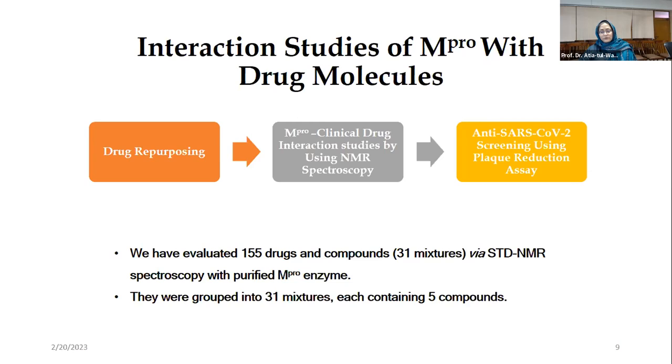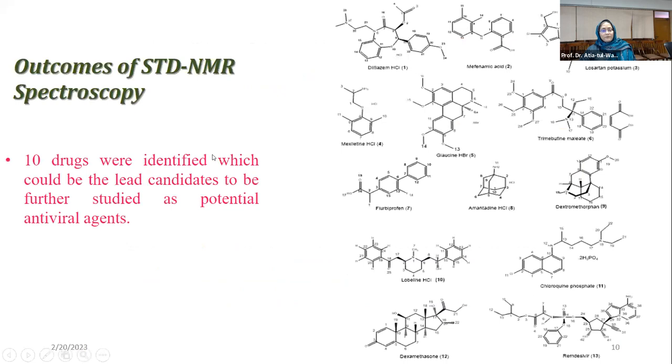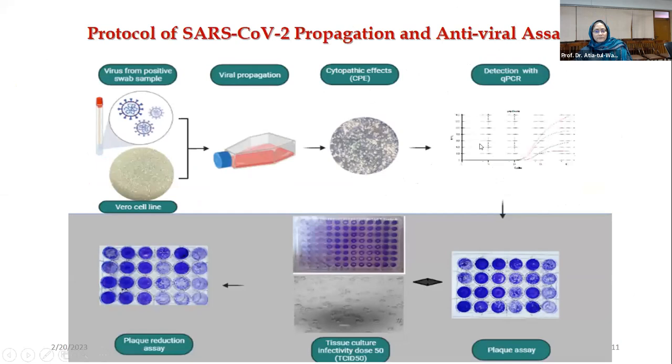As an outcome, we have identified 10 drugs, including remdesivir and dexamethasone, which are used as an antiviral agent as well as a standard drug. We could find that these molecules are interacting with the protease. And then we have also performed an antiviral assay.